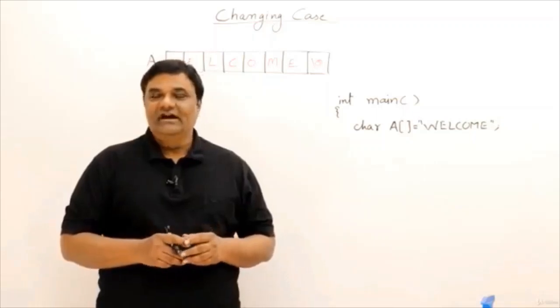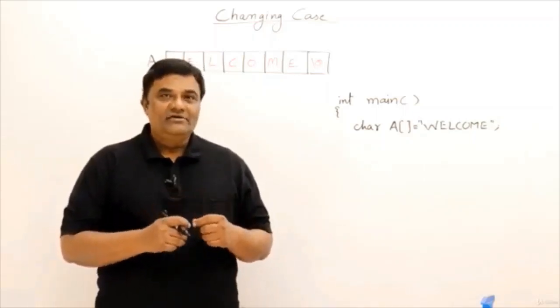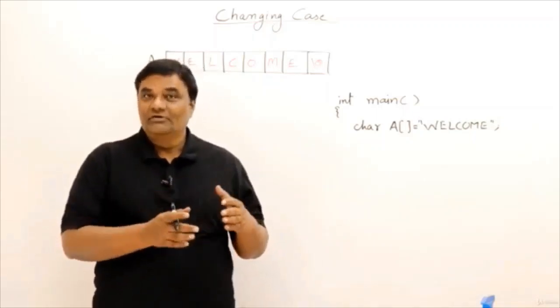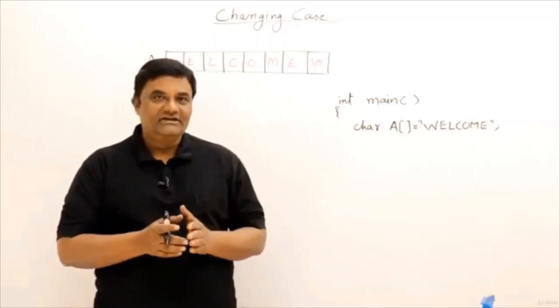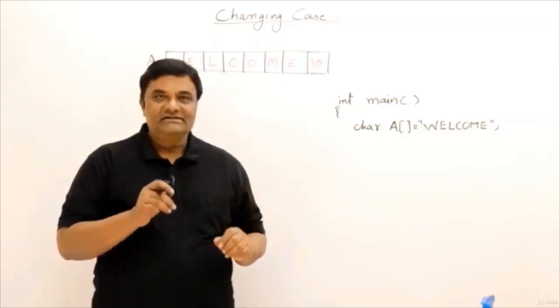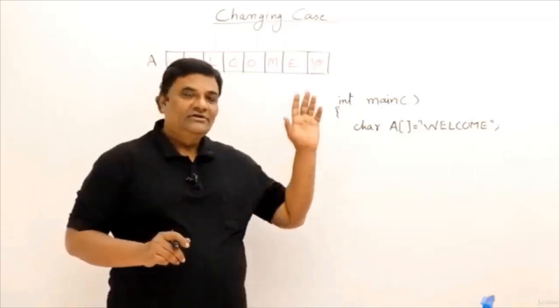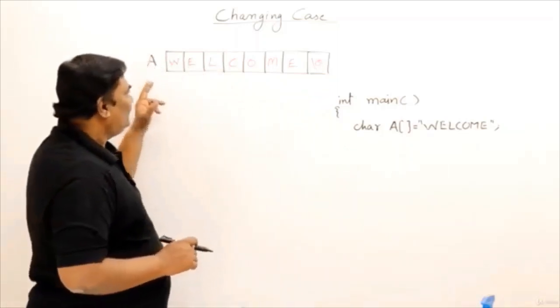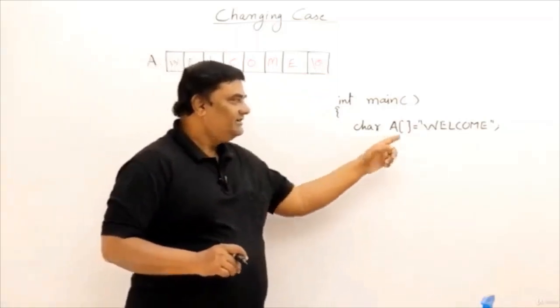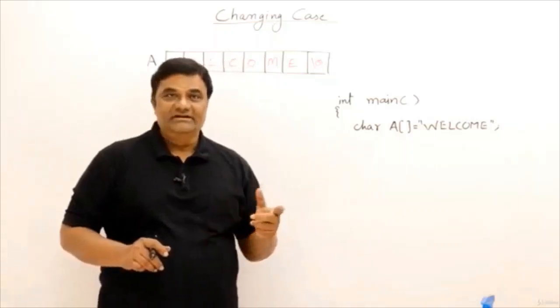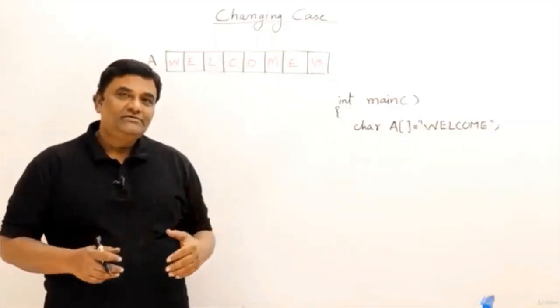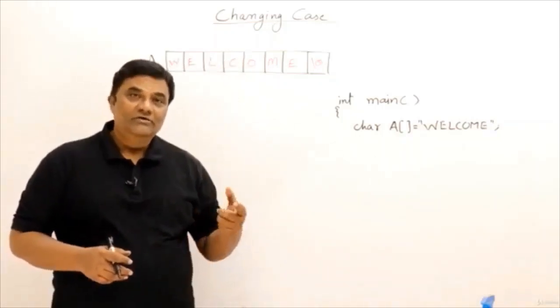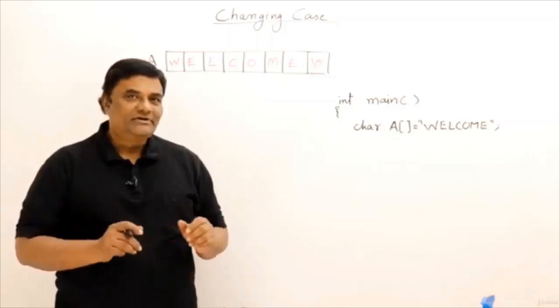In this video, we will see how to change the case of alphabets, that is, from lowercase to uppercase and uppercase to lowercase, for characters in a string. Here I have an example. I have a string, WELCOME, all in capital letters, or upper case. I want to change those alphabets to lower case. So how is it possible?